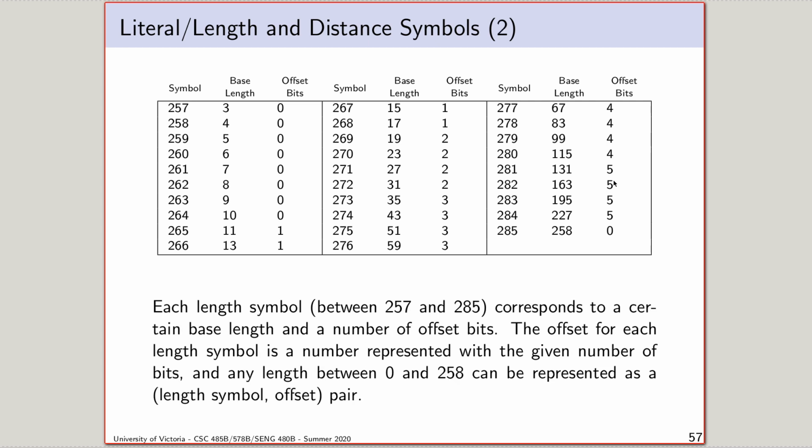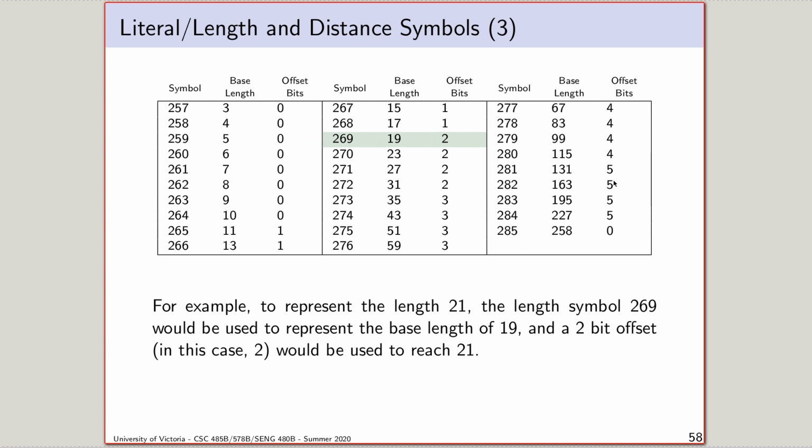And so that the slides agree with me. And so this is giving some concrete examples. Just to be clear, the way this works is if you want to encode a specific length, you find the symbol, the largest symbol value whose base length is below the length you want, and then you subtract that off. So let's say you want to encode, using the example, 21. I find the symbol whose base length is less than 21, it's this one, and then I subtract 19 from 21 to get my offset of 2. And then I encode that in 2 bits.